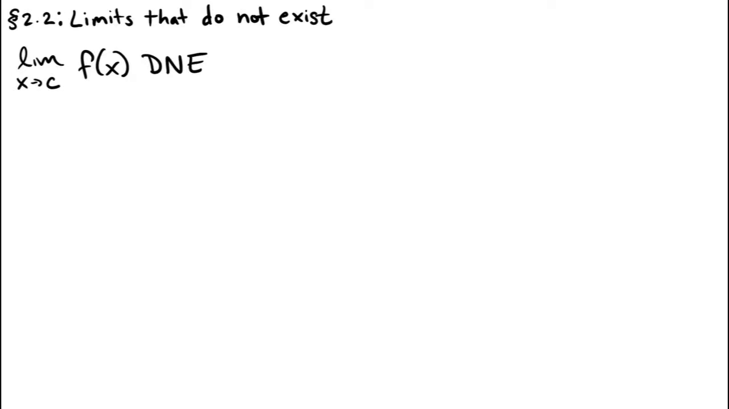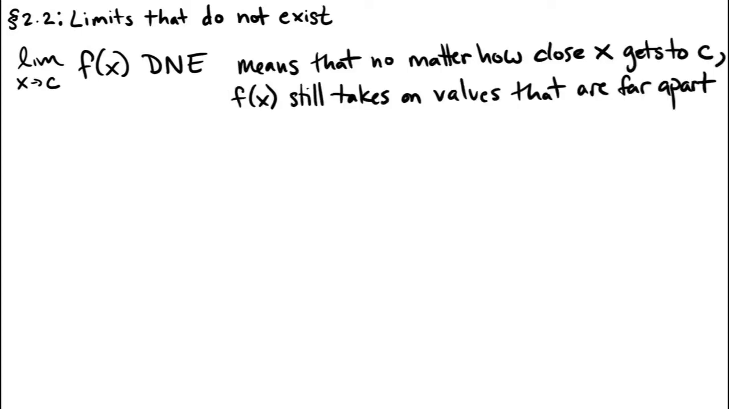Think back to the definition of limits that we had in the previous video. What could it mean for a limit not to exist at all? One way to say it is that no matter how close x is getting to c, f of x is still taking on values that are far apart, so the value of f isn't sort of settling down to any one thing. Let's see an example.